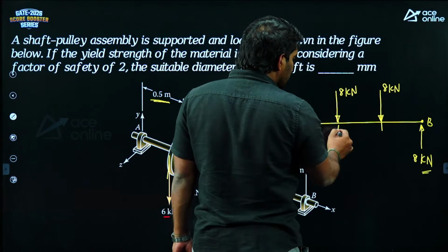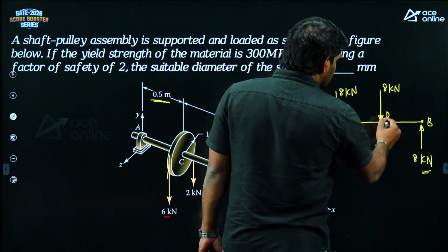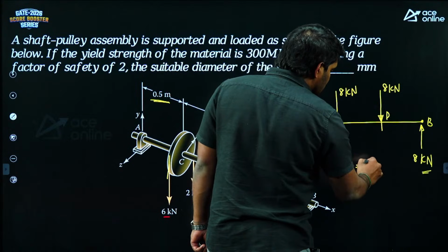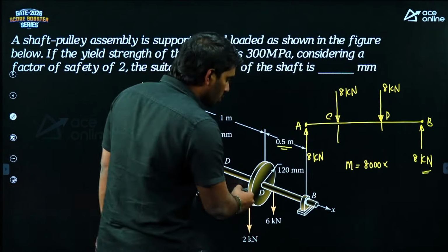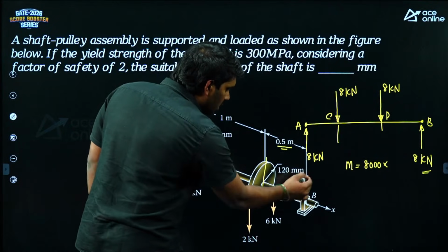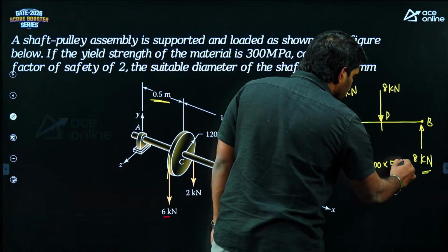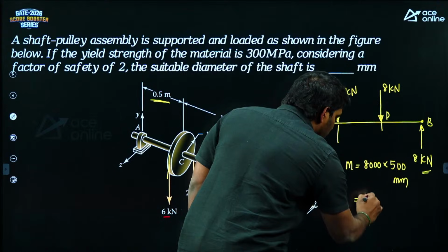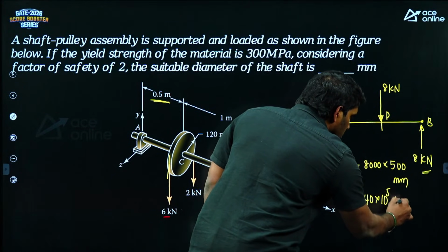So in the complete region CD, the bending moment M is equal to the reaction, which is 8 kilonewton, 8000 newtons, into what is the distance between D and B? It is 0.5 meter, which is 500 mm. Okay, so we can write this as 8 5s of 40, that is 40 into 10 power 5 Newton mm.